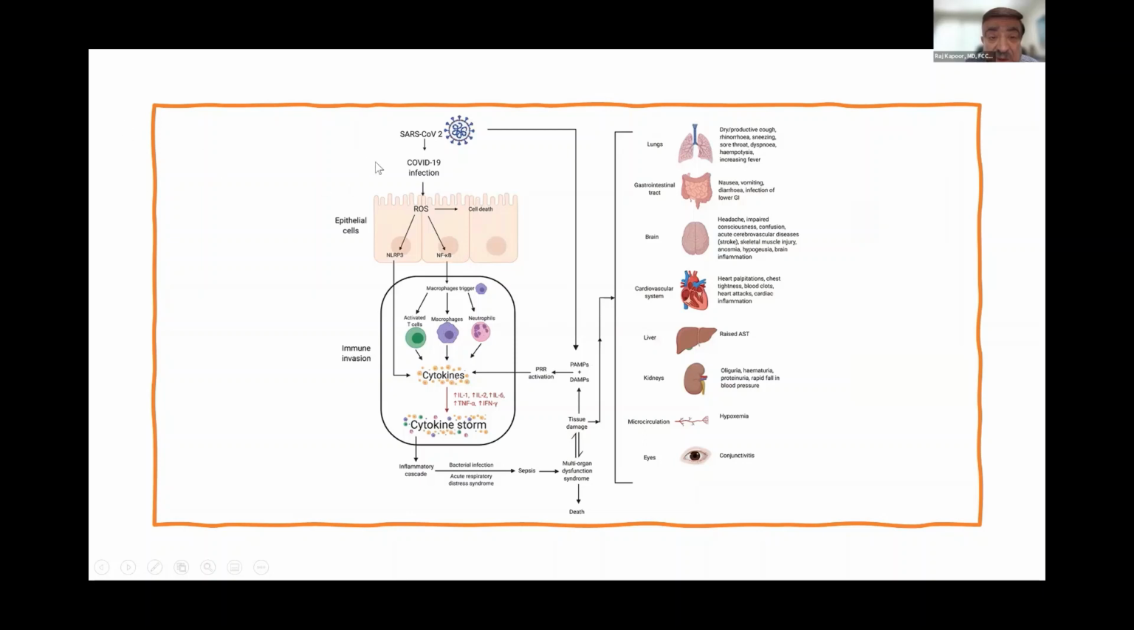So when there is COVID infection in the epithelial cell, there is reactive oxygen species, like I explained to you, there's oxidative stress and the cell death. And because of that, there's immune evasion from the activated T cells, macrophages, neutrophils, and these are the ones which release the cytokines: IL-1, IL-2, IL-6, TNF-alpha. IL-6 is the most important, and that is what we measure. And this will lead to, as you can see, the lung damage, the GI, brain, cardiovascular, liver, kidneys, and of course the microcirculation causing the hypoxemia.